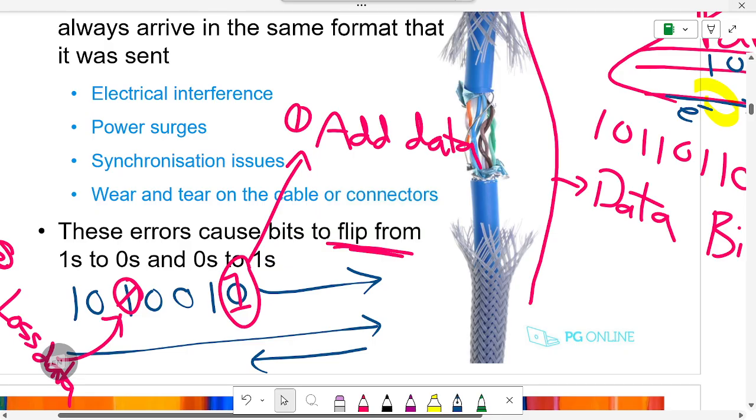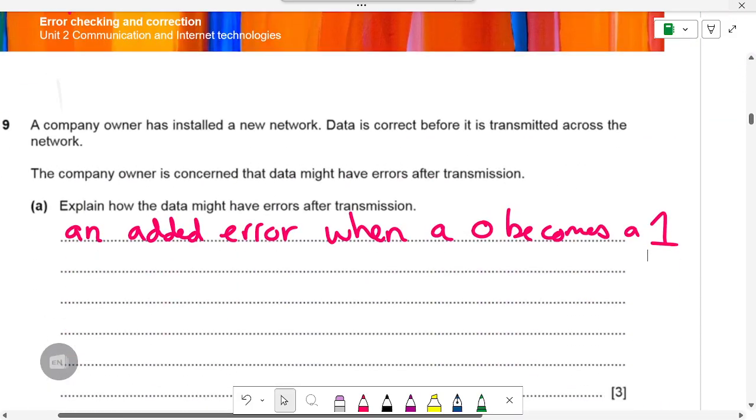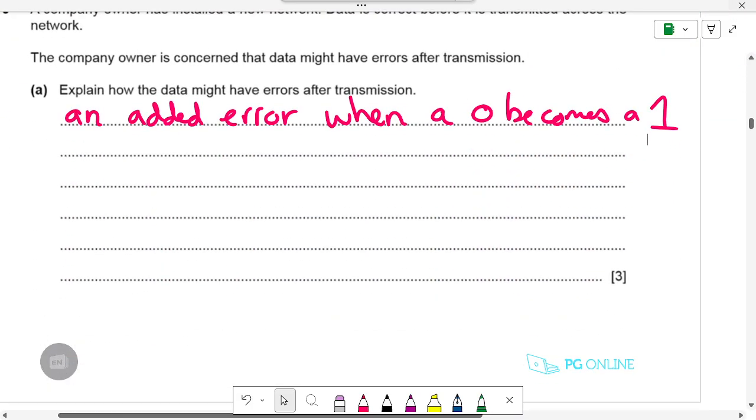There's so many different ideas. This could be the issue. We have similar issues. I want you to choose one. When can this happen? Yeah, when we have electrical interference. For example, if 2 wires are too close, they can have electrical interference. Or power surge, if there's no power, maybe the 1 becomes zero or something like that. There's so many answers there. So let's just write down one. An added error. When does it happen?